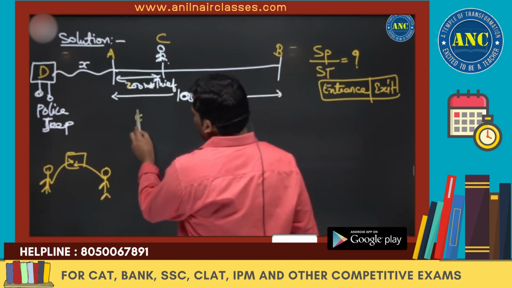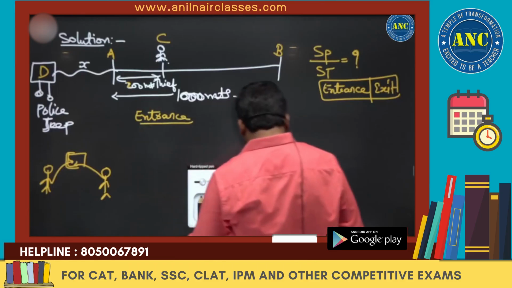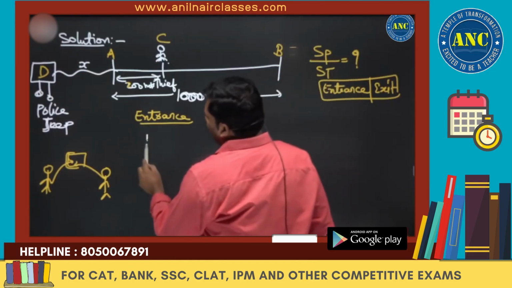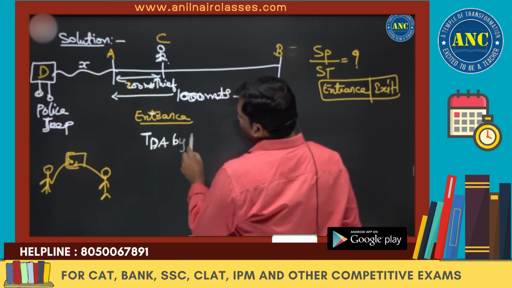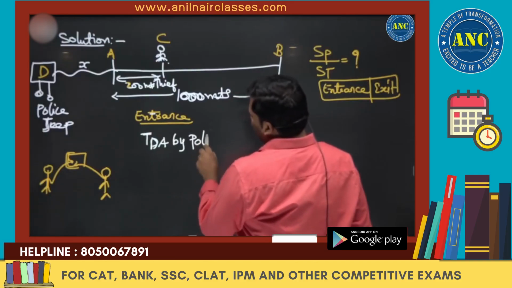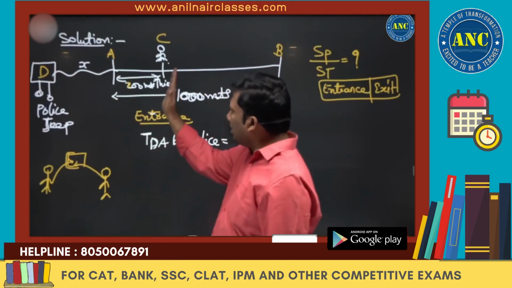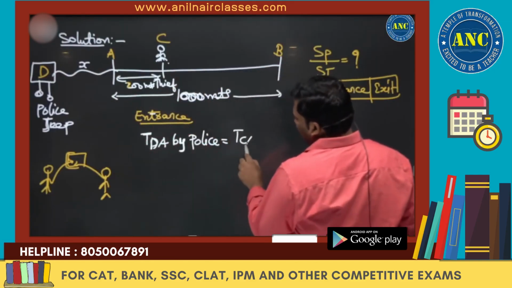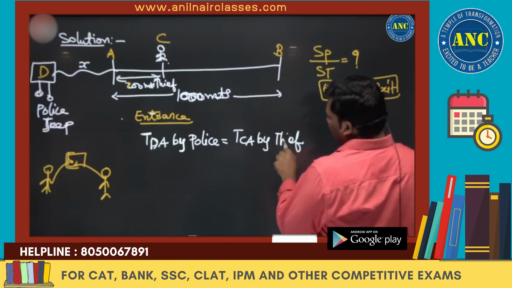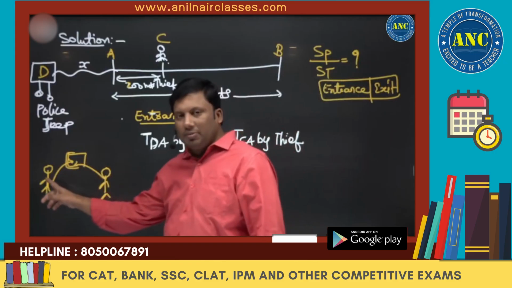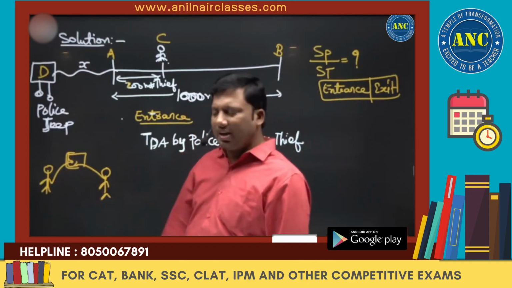So, first thing, the entrance. Let us see what this is. The time taken from D to A by police, in the same time, if the thief also takes, police will catch hold of the thief. I hope the concept is clear. If they both take the same time, exactly when the thief reaches the entrance, police also reaches the entrance. Police can catch hold of the thief.